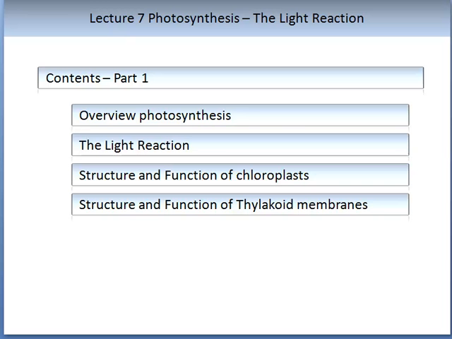This lecture is being split into 2 parts. In part 1, we will look at an overview of photosynthesis. We will concentrate on the light reaction, the structure and function of the important organelles, the chloroplasts, and this will be followed by a detailed look at the structure and function of thylakoid membranes. In part 2, we will concentrate on the energy production part of the light reaction.